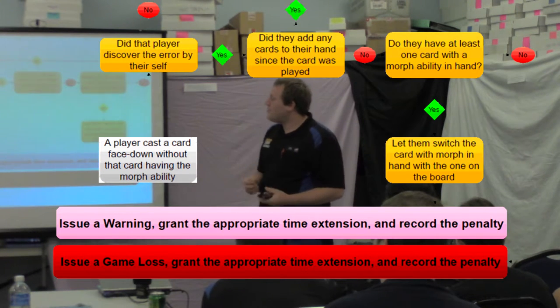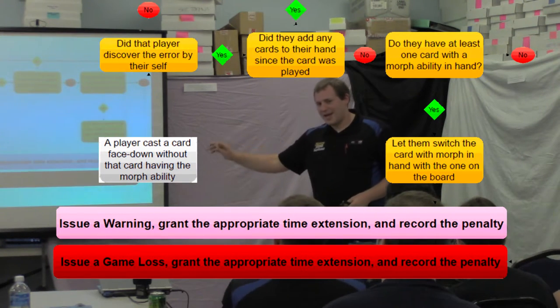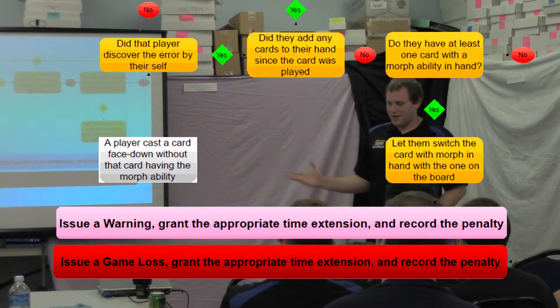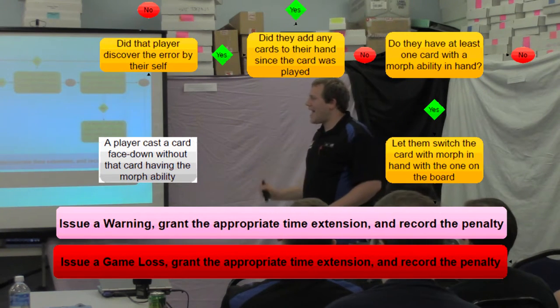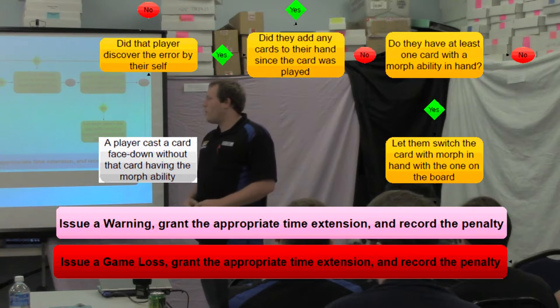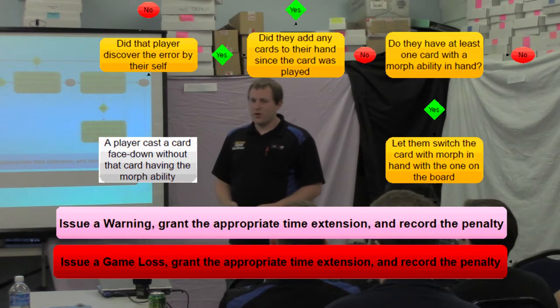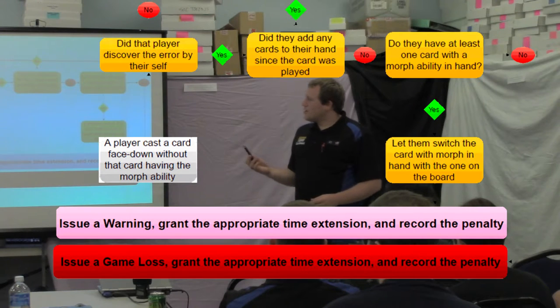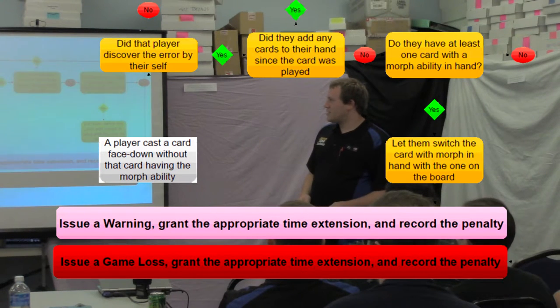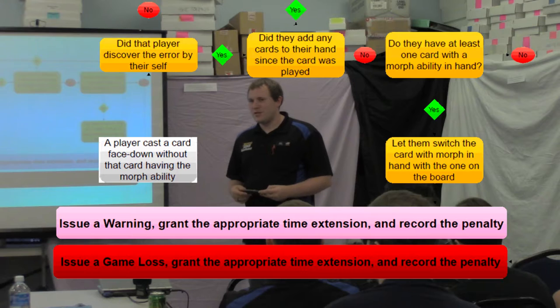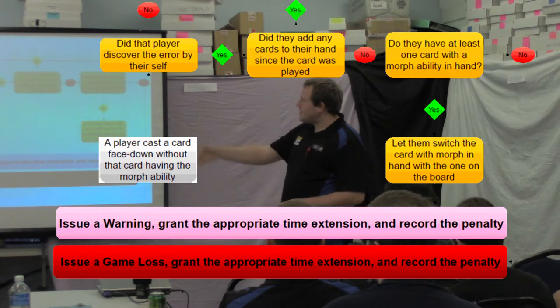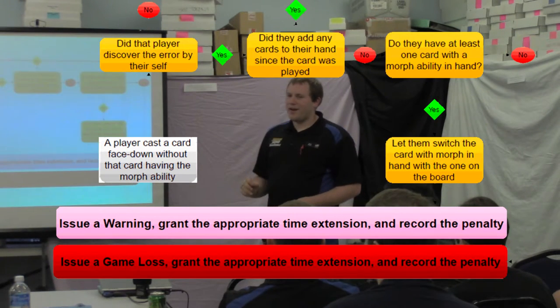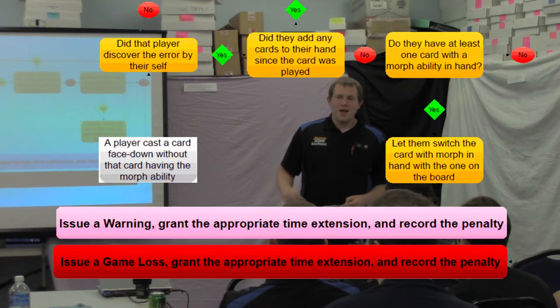So, a player cast a card, so this doesn't work with Manifest. A player cast a card face down without that card having the Megamorph ability. So we have more lines of questions to do before we get to the appropriate fixes. Did that player discover the error by themselves?